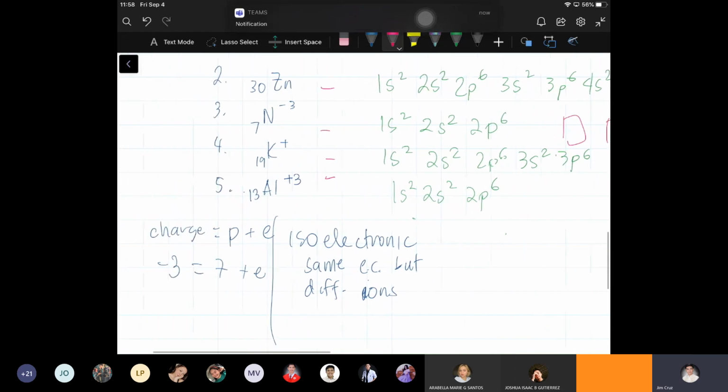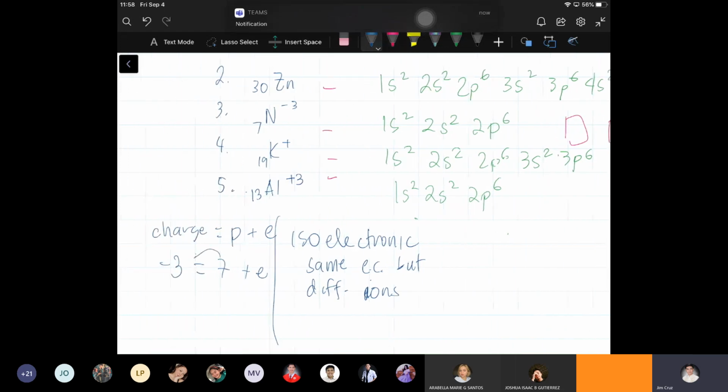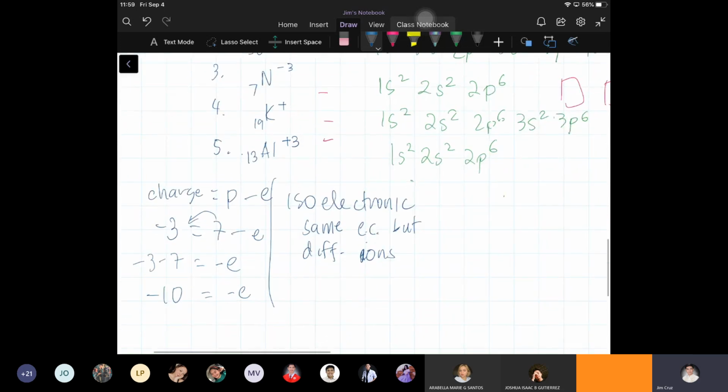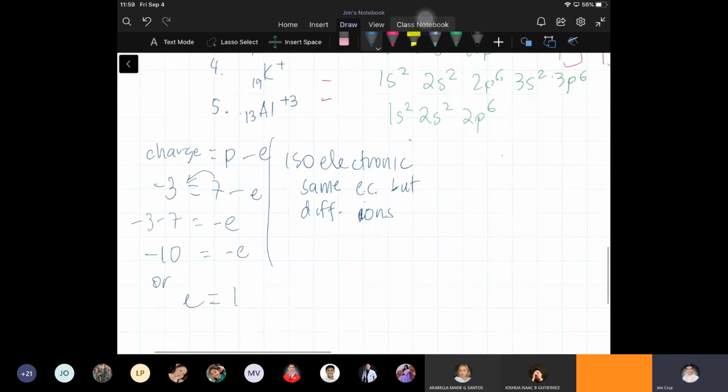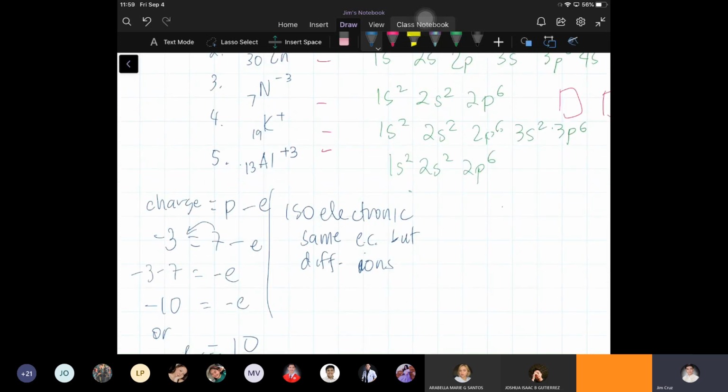Okay po. Ayan, so balikan natin to. Lipat natin yung 7 sa kabila. Negative 3, negative 7. Minus pala to, sorry. And proton minus electron. Negative electron, negative 10 equals negative electron. Or, electron is 10. So, yun yung long cut pala. Yung shortcut is, pag negative yan, i-add mo na lang yung 7 dun sa number doon. You get the electrons. Kapag positive yan, ibawas mo yung dito sa number sa baba, you get the electrons.